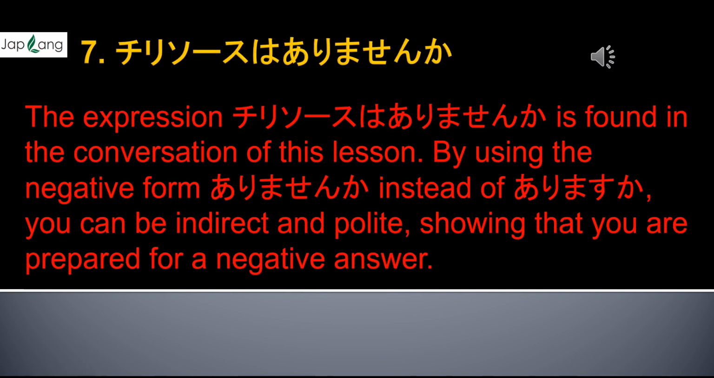And the last pattern is chirisosu wa arimasen ka. The expression chirisosu wa arimasen ka is found in the conversation of this lesson by using the negative form arimasen ka. Instead of arimasu ka, you can be indirect and polite, showing that you are prepared for a negative answer. Example, watashi to isho ni Tokyo ni ikimasen ka. So you should be prepared, as he can say no or yes, both answers. So it is basically a polite request.